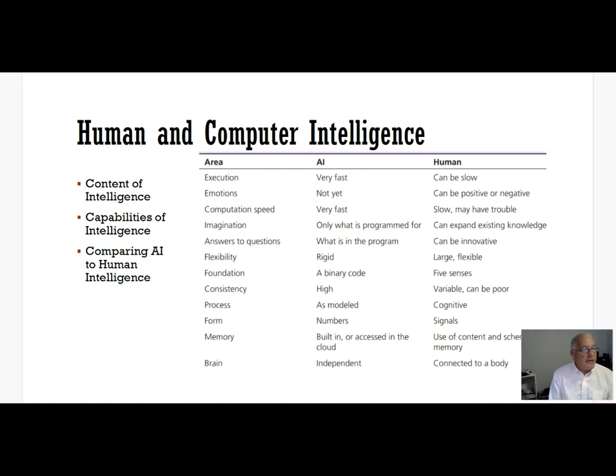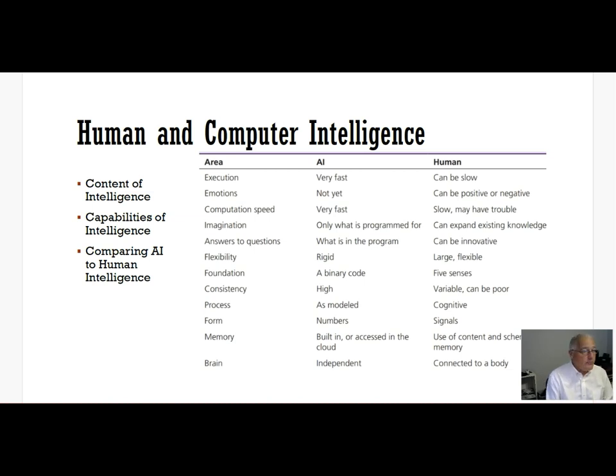Area execution, AI is very fast. Humans have to take time to figure out what it is. Emotions, AI doesn't have emotions. Can be positive or negative. Computation speed, very fast. AI, humans are slow. Answer questions. What is the program? Can be innovative.